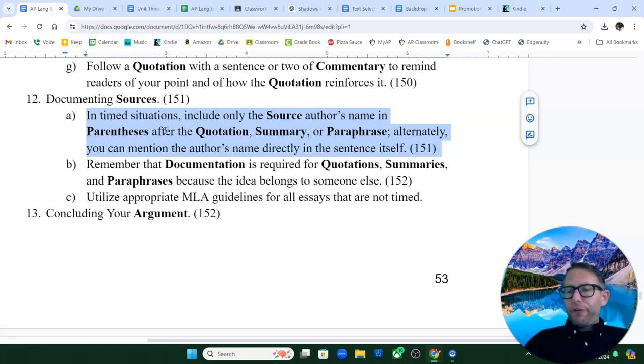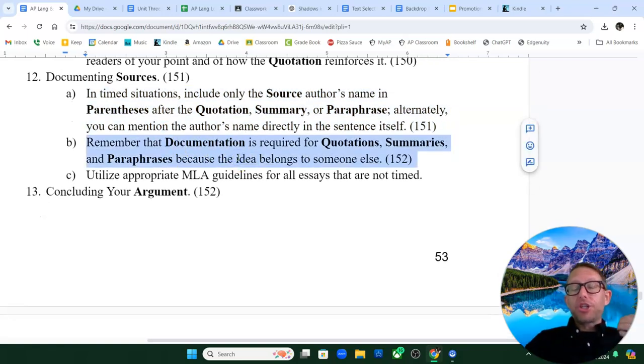So you don't have to have full-fledged works cited entries and internal citations, but you should have a sort of truncated internal citation or an embedding of the author's name itself directly in the sentence, okay? Remember that documentation is required for quotes, summaries, and paraphrases because the idea belongs to someone else. These graders have read these sources. They know if you're regurgitating someone else's ideas and not giving credit where credit is due. So make sure that you're giving all that documentation. Sure, it's truncated documentation, but it's still important documentation wherever it is due, okay?